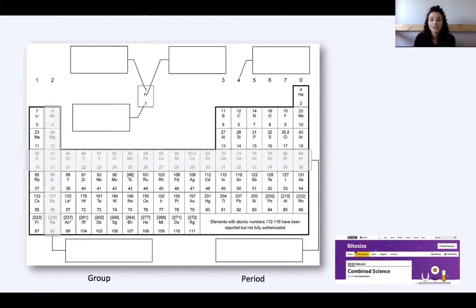Okay, so we're going to have a quick look now at the periodic table. This is where you can find all of the elements that we've discovered on Earth. Some of them are much more common than others, and some of them are much more stable than others. Some of them don't exist for longer than a very short time in the atmosphere without reacting, but all of the elements that we've ever discovered are here.